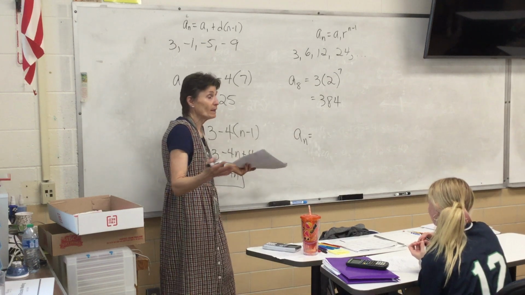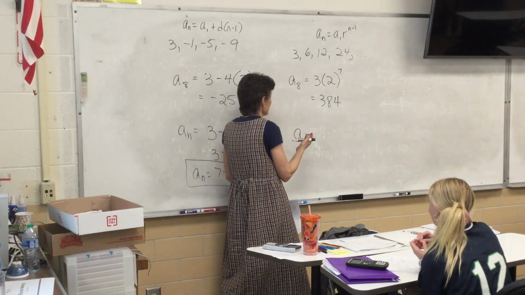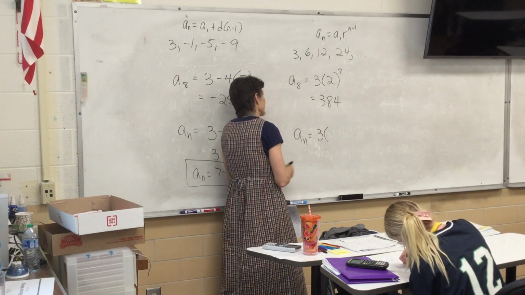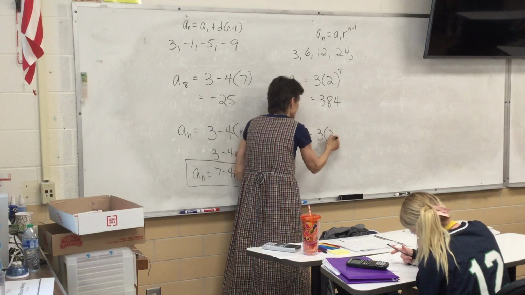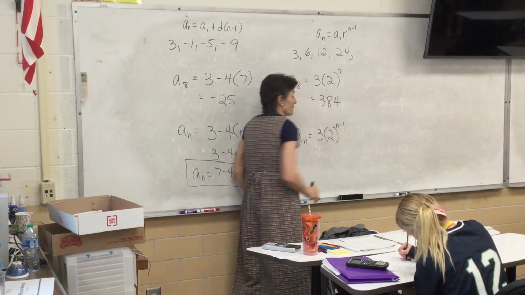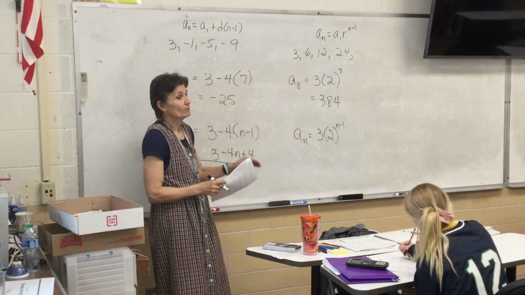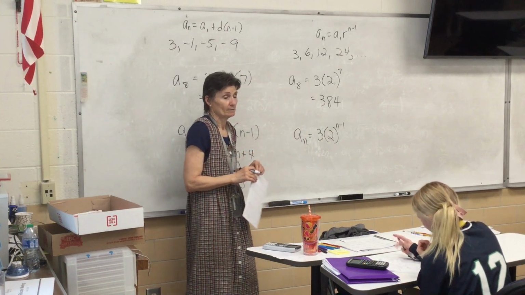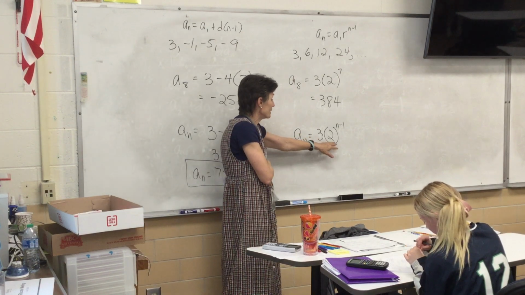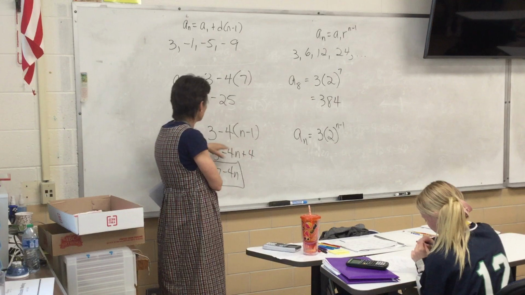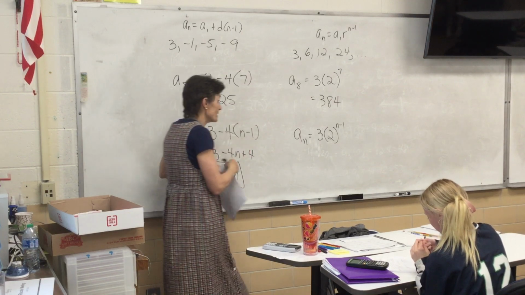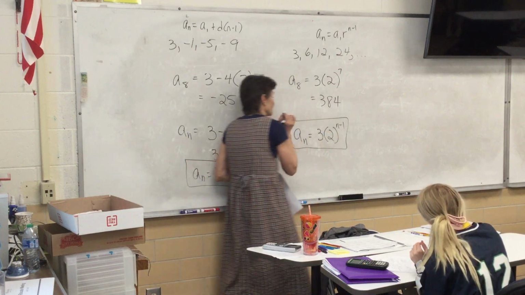For our explicit formula, easy, easy, easy. Plug in the first term, which is 3. Plug in the common ratio, which is 2. That's what we multiply by. And your exponent's n minus 1. When you build your own formula, all you plug in is the first term and the common ratio, or the first term and the common difference, depending on what kind of sequence you have. This does not simplify. You are done.